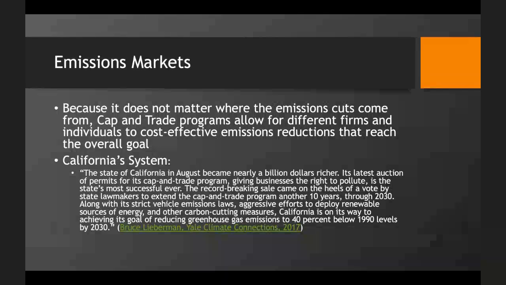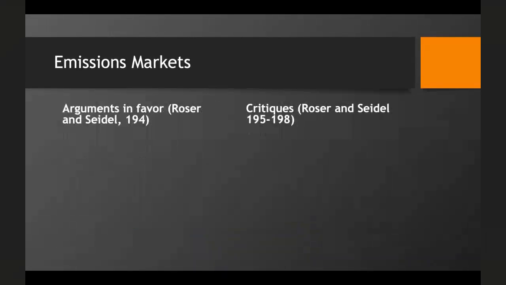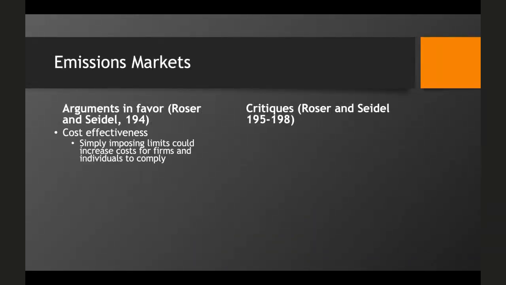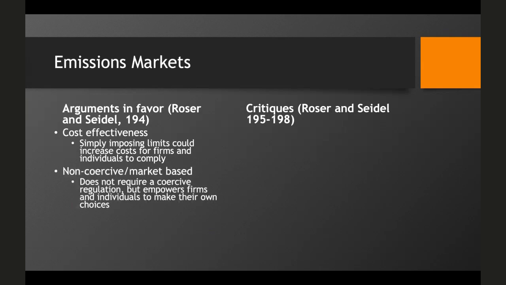So this both makes money and is cost effective, and can effectively reduce emissions by setting a market price for carbon that ultimately creates incentives for companies to reduce their emissions. So Routledge and Seidel survey a bunch of different arguments in favor of and against this position. On the one hand, it's cost effective, because simply imposing limits would increase costs for firms and individuals to comply. It's non-coercive. You don't require a coercive regulation, but it empowers firms and individuals to make their own choices.